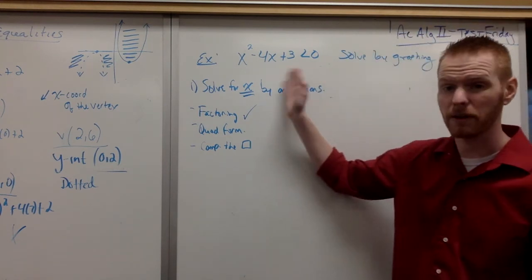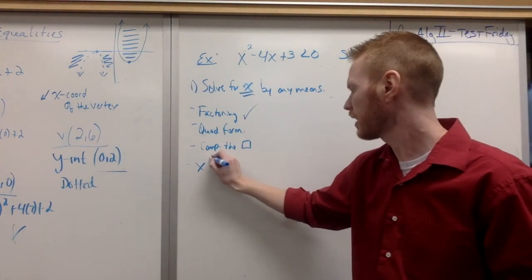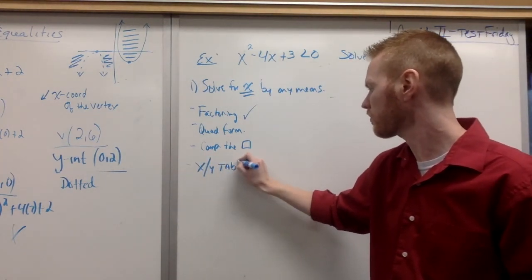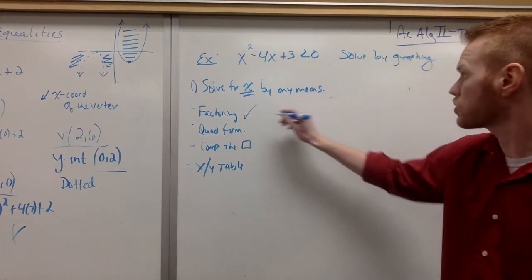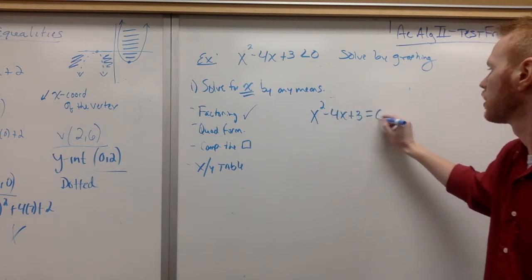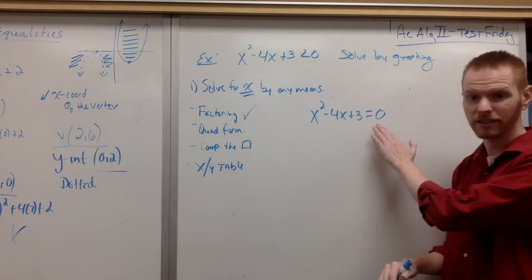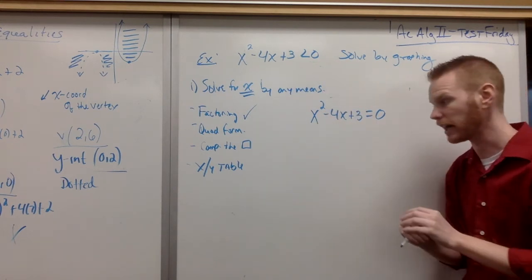I could graph this, by the way, and solve by graphing with an XY table. I'll put that down. XY table might not be the best thing because it's going to take a long time. I'm going to choose factoring, okay? And once again, this is temporarily equaling to 0. I know it doesn't work out here, but it's just temporary for right now.